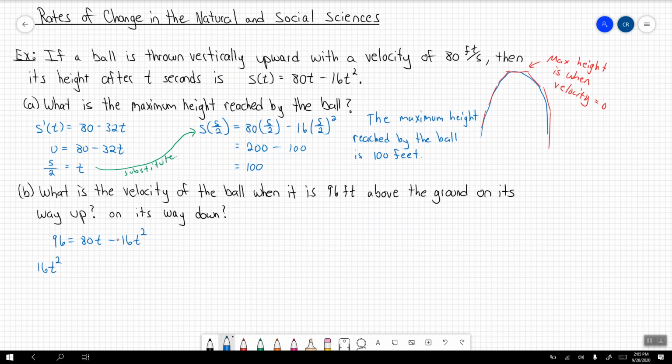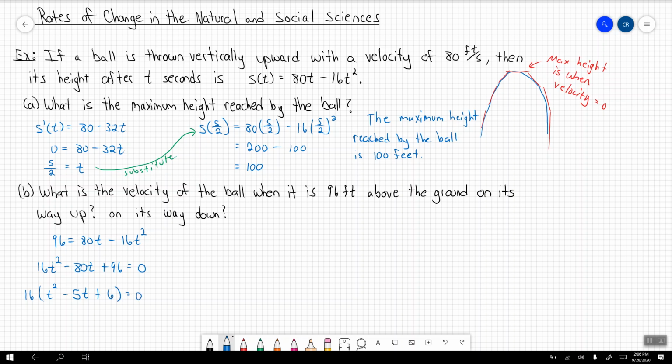There we are, 16t squared minus 80t, plus 96. And I believe these are all factorable by 16, so let's factor out a GCF of 16. We're going to be left with t squared. When we take 80 and divide out 16, we get 5t. And when we take 96 and divide out 16, we get 6.